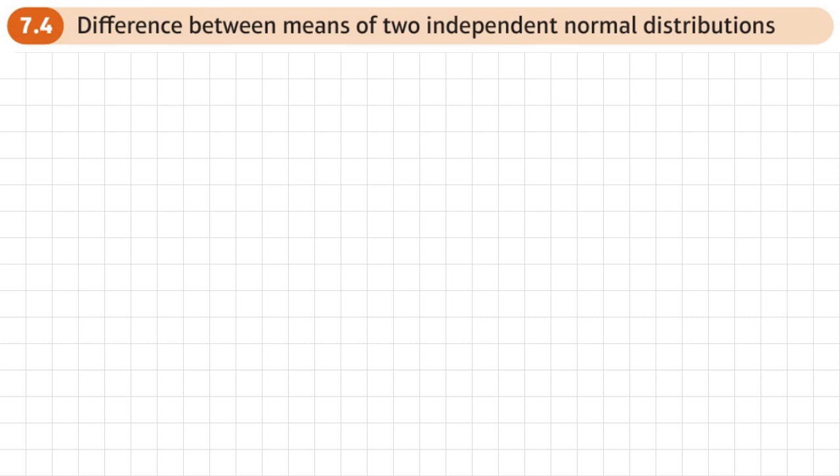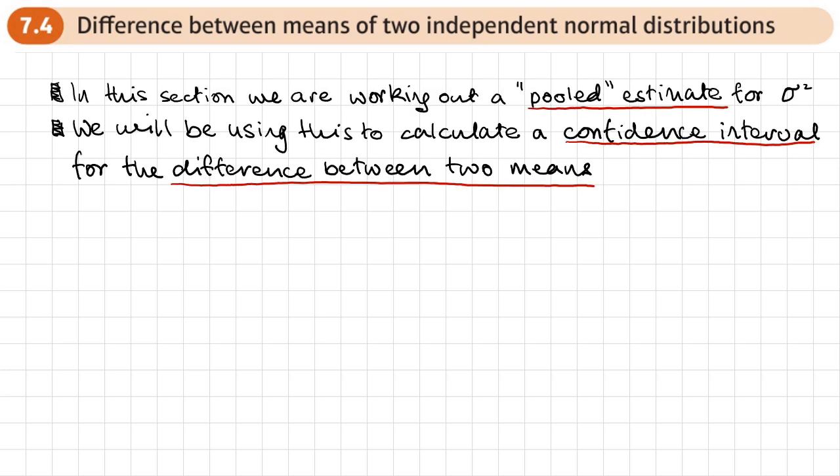This is the fourth section of chapter 7, and this section is on the difference between the means of two independent normal distributions. So what we'll be doing in this section is working out what we call a pooled estimate for the population variance, sigma squared. And we'll also be using this pooled estimate that we've just worked out to calculate a confidence interval for the difference between two means.